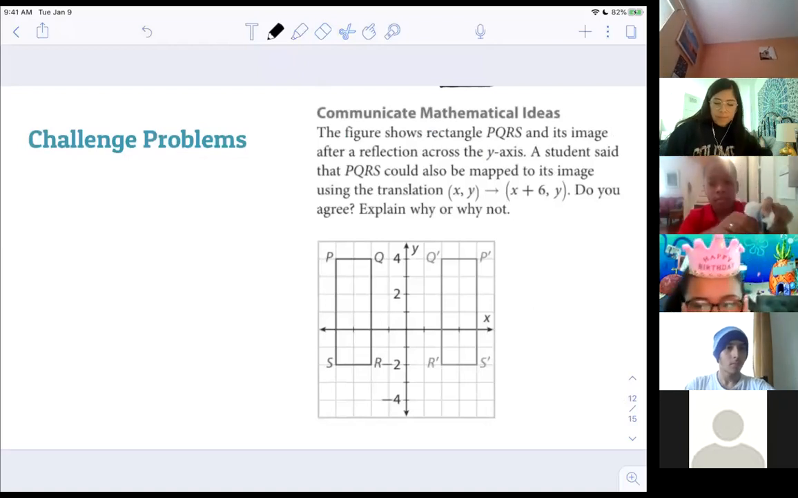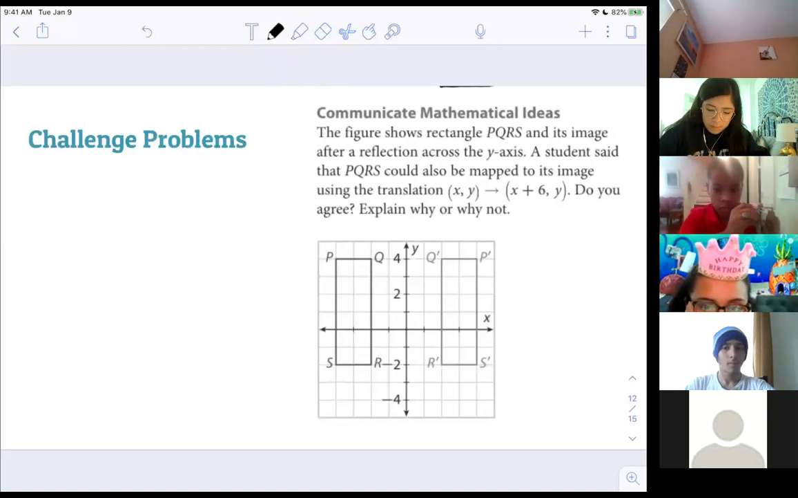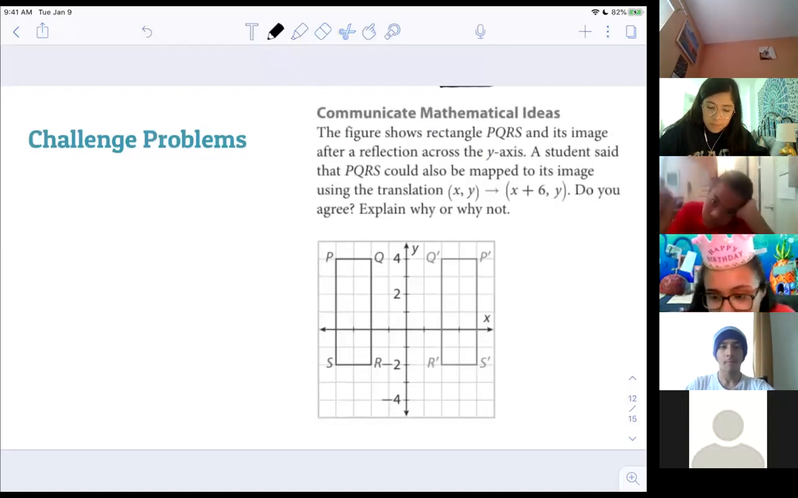The figure shows the quadrilateral PQRS and its image after a reflection across the y-axis. A student said that PQRS could also be mapped to its image using the translation (x, y) becomes (x plus 6, y). Do you agree? Explain why or why not.